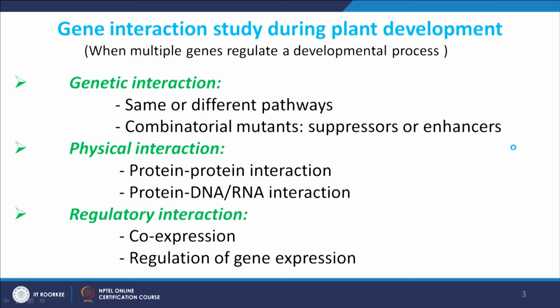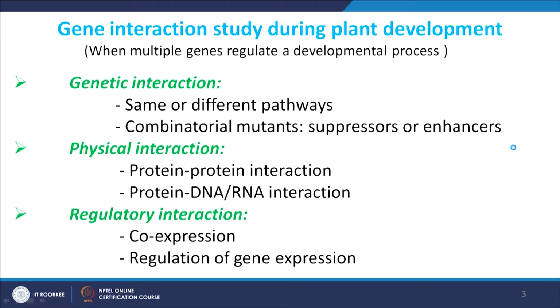Now, the next part remaining is, if you have a gene, what is next? Next will be the gene interaction study, or the mechanism: what is the mode of action, how a particular gene is regulating a particular process. This is important, and another thing is that one particular developmental process is usually not regulated by a single gene. So, you might end up identifying multiple genes which might have a similar or the same phenotype.